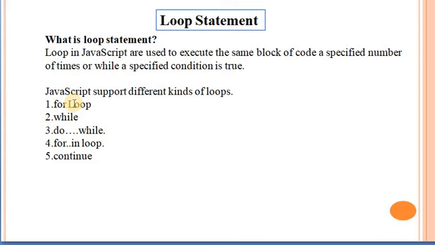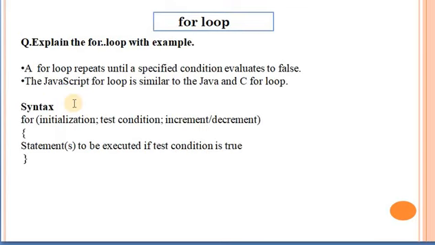First of all, we'll see the for loop. Explain the for loop with an example. A for loop repeats until a specified condition evaluates to false. The JavaScript for loop is similar to the Java and C for loop. It is similar to the for loop in C and Java languages. The for loop is an iterative statement. It is used to repeat a set of statements a number of times. Here, this is the syntax of the for loop.